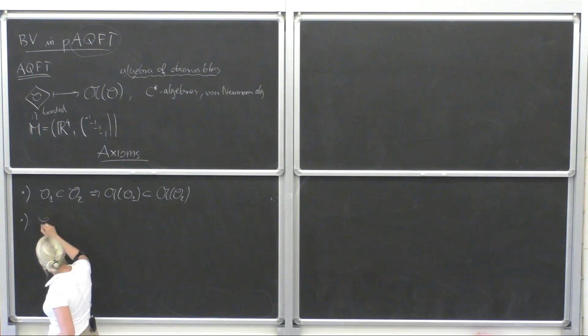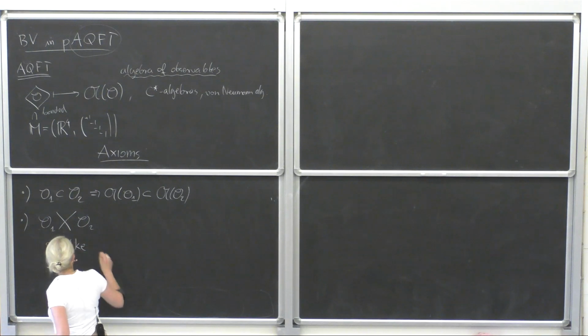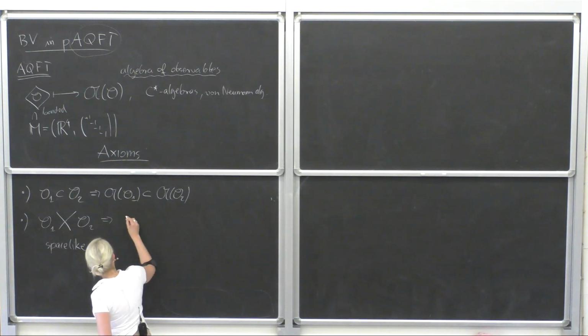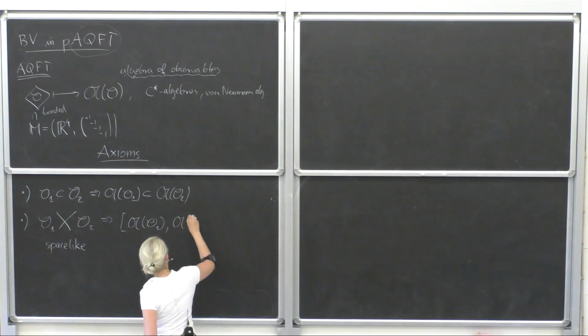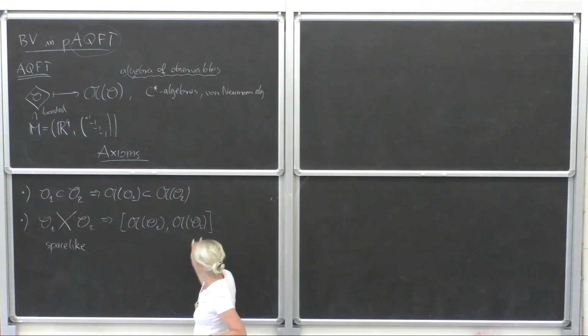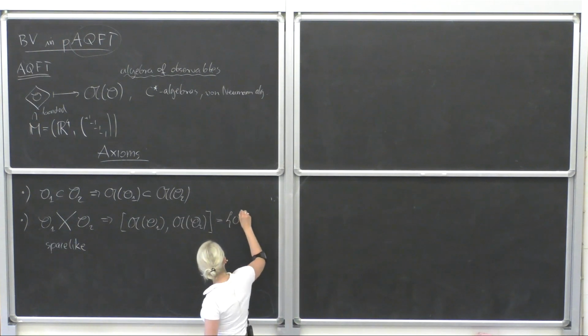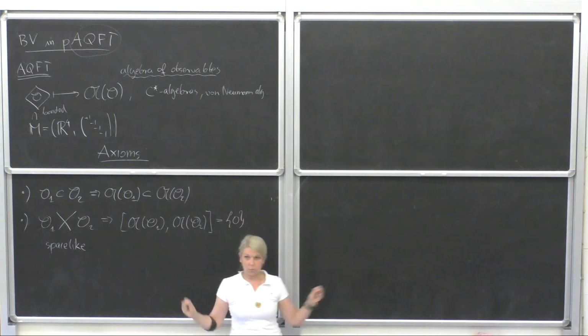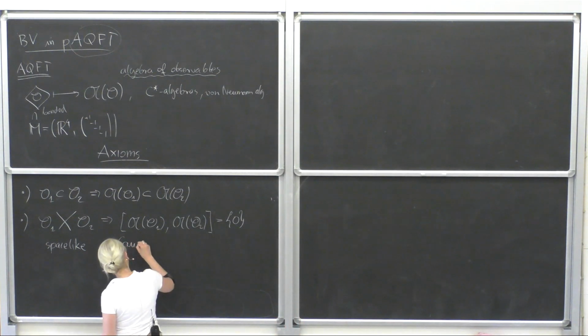If I have two regions which are space-like separated, that's what this symbol means, space-like, then it follows that the corresponding algebras should commute with each other. Somehow this tells us that observables in space-like separated regions should be independent. So this is causality.